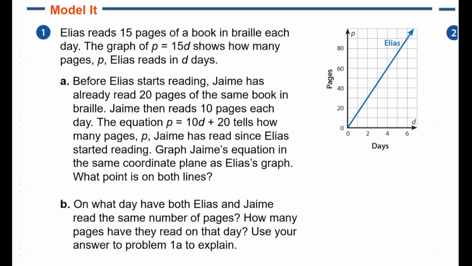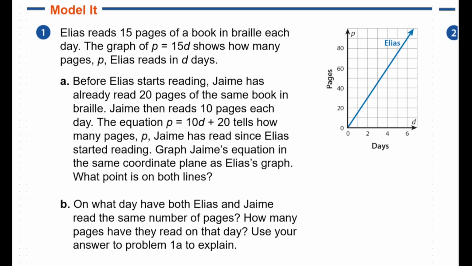All right, we're going to start on page 271, and we're going to start with number one, the model it. It says Elias reads 15 pages of a book in Braille each day. The graph of P equals 15D shows how many pages P Elias reads in D days.